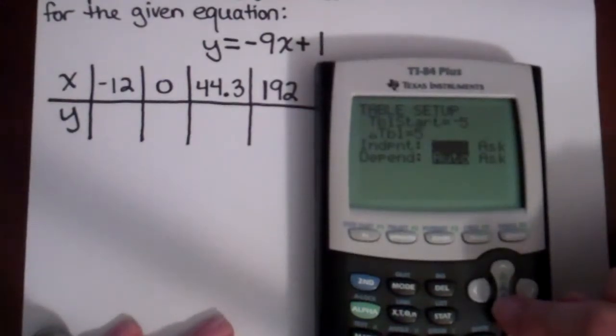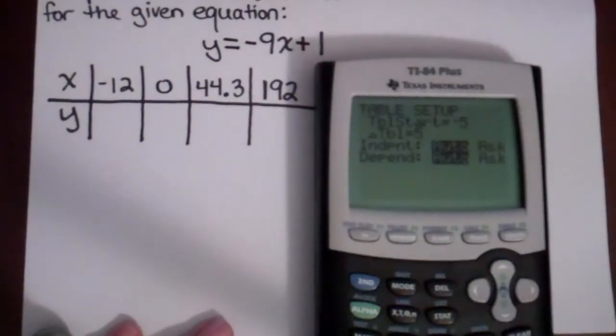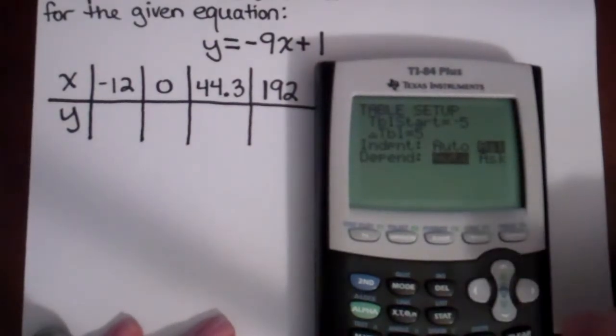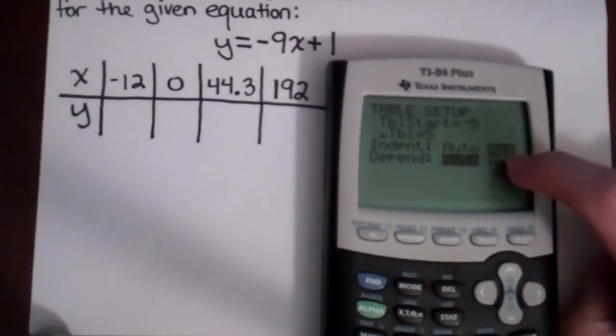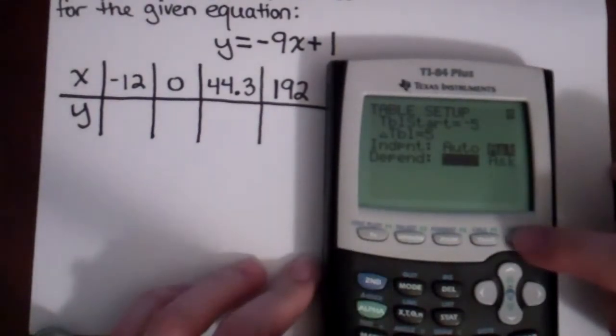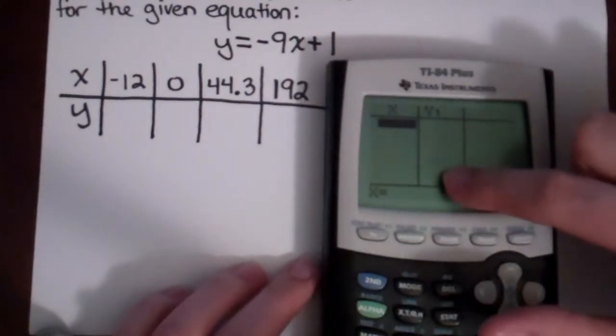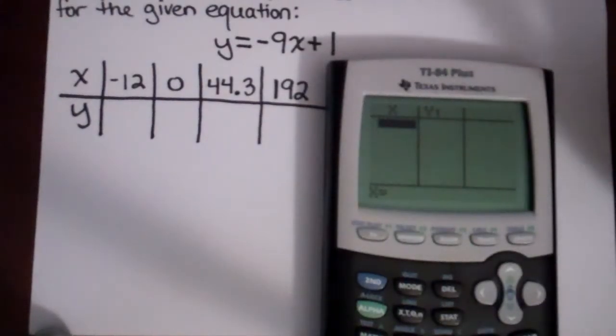Down here in the independent and dependent variable settings, if you change independent, right arrow over to ask and hit enter, that's saying you now want it to ask you for the independent variable or the x values. And make sure that you have the dependent still set to auto, which means it will automatically generate the y's that go with those x's. When you have it set to ask for x, and you go to the table feature, second graph, you will see a blank table and a place in the X where it's waiting for you to tell it what values you want it to use.